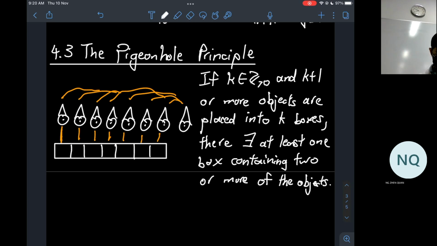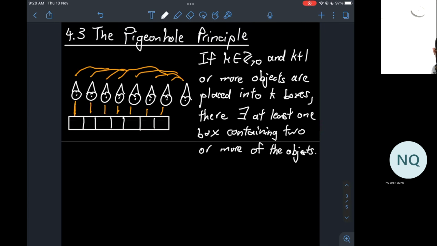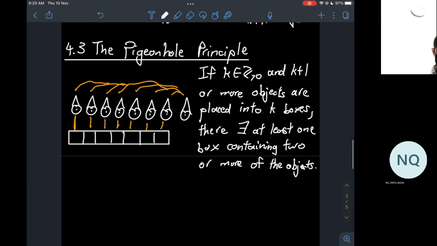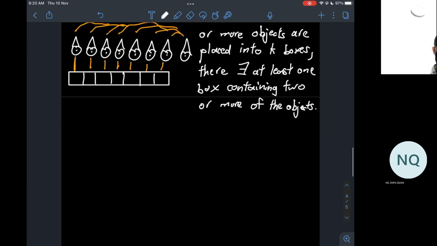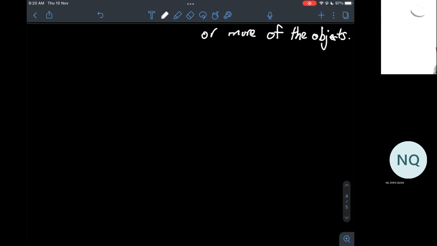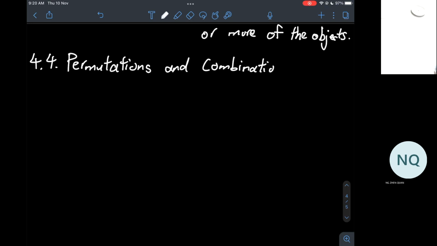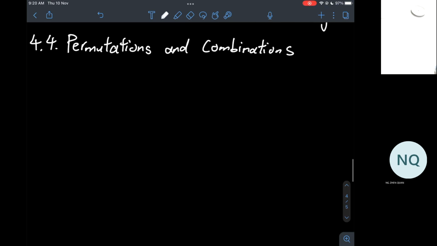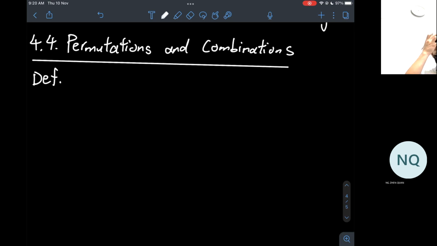Next, easy to understand, but you should learn how to apply it in the tutorial questions. Now this part is more interesting. We have permutations and combinations. So, definition: what's a permutation?